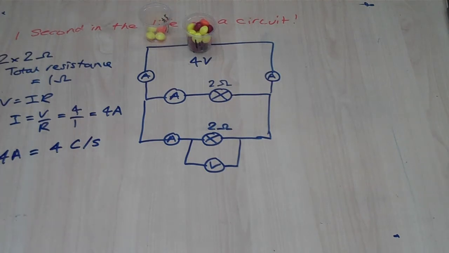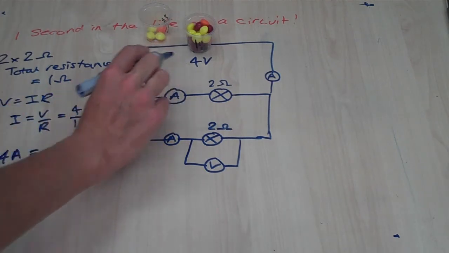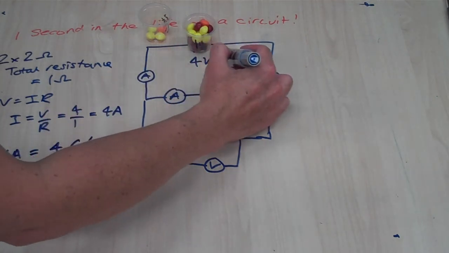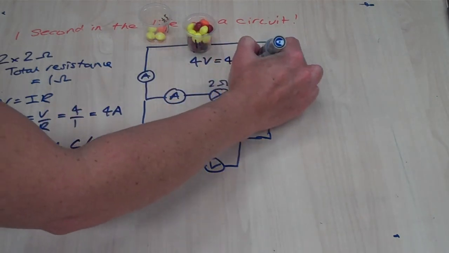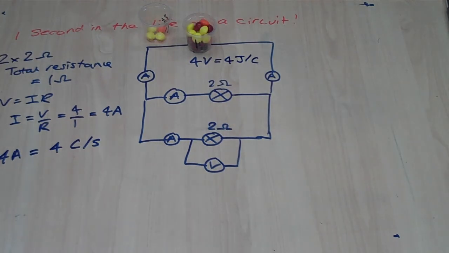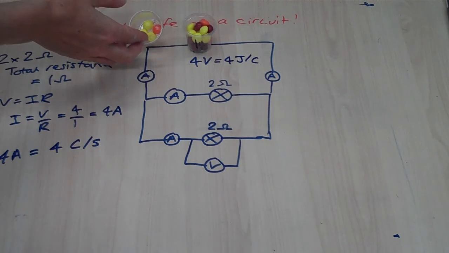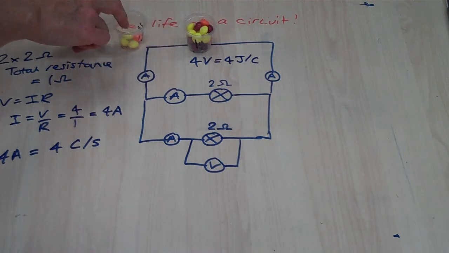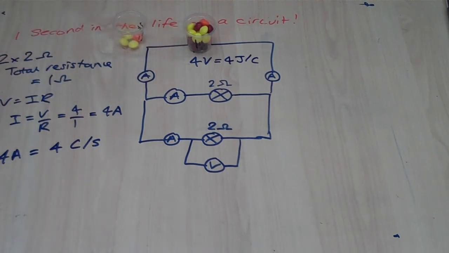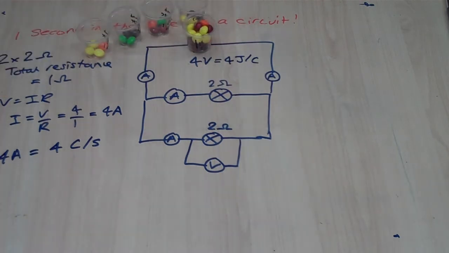So energy is being transferred to the charges. That 4 volts there means 4 joules per coulomb, so 4 joules of energy is transferred to every coulomb of charge. We're using 4 skittles per cup to represent that. So in total 4 amps, so 4 coulombs, 4 lots, will be collecting energy from the battery to then transfer to the rest of the circuit.